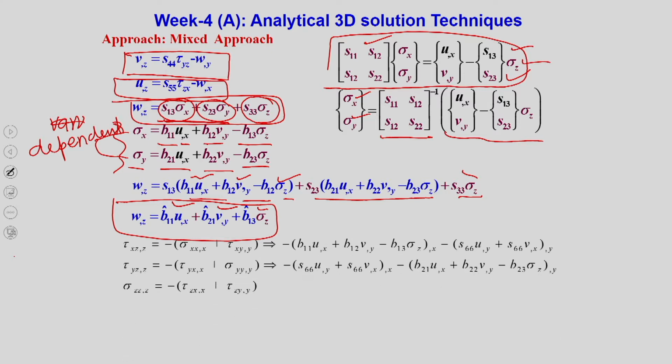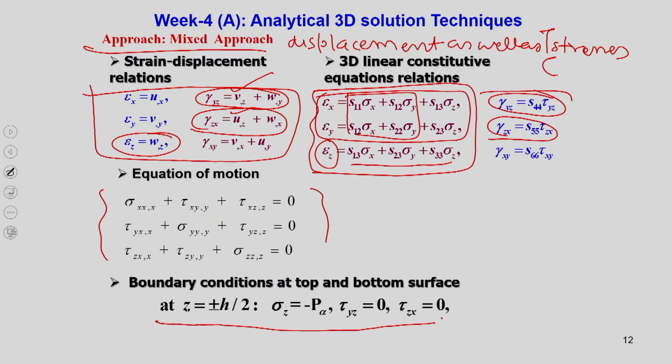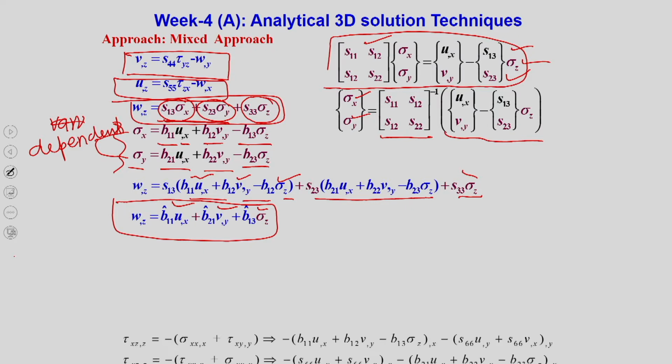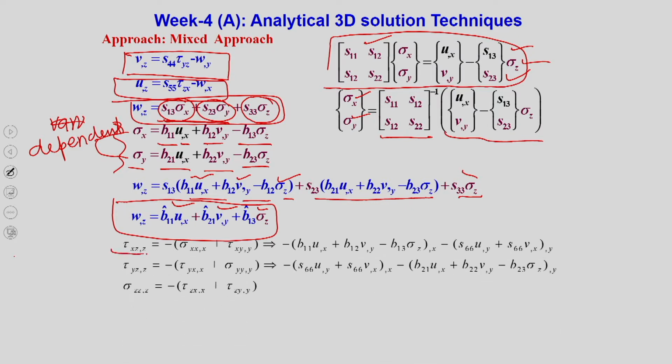Then from the equation of motion, you get tau xz comma z, tau yz comma z and sigma z comma z. So the first equation, tau xz comma z, is minus of this. Now you substitute sigma xx, tau xy like this, which are again u, v and sigma z, and similarly tau yz comma z, which is u, v and sigma z, and sigma z is where tau zx and tau zy.